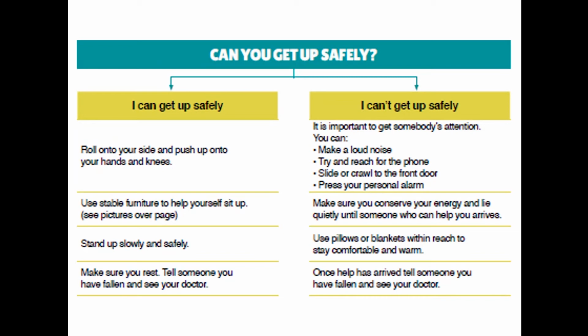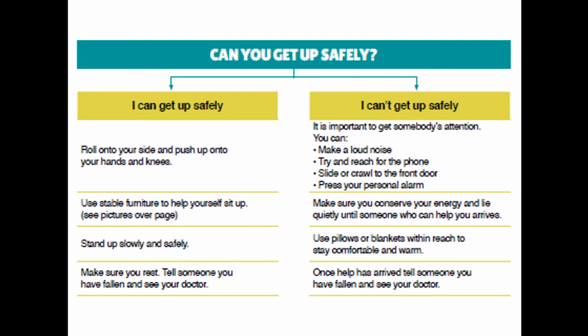So I'm going to go through, if you can get up safely, the steps to take. So basically you should try and roll onto your side and push up onto your hands and knees. Use stable furniture to help yourself sit up, and it says see pictures over the page. I'll go through that on the next page, a couple of ways to get up. Stand up slowly and safely, and then make sure you rest once you get up to your feet, and obviously tell someone you've had a fall, and if need be, see your doctor.